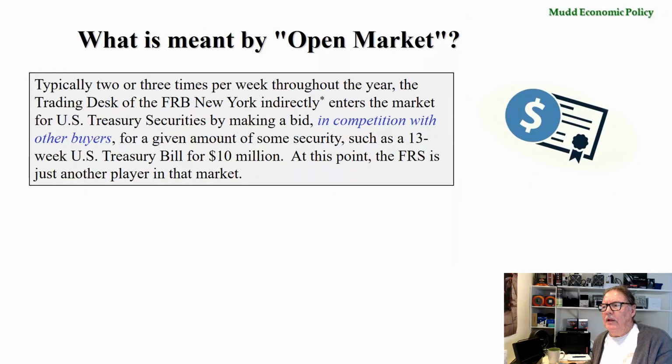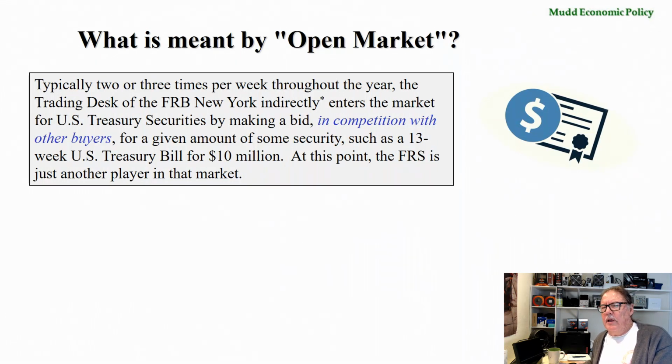So what do we mean when we say open market? Why is it called that? Well, as it says here, 2 or 3 times per week, and sometimes even more than that throughout the year, the trading desk of the Federal Reserve Bank of New York indirectly enters the market for United States Treasury securities, sometimes directly, but usually indirectly, by making a bid in competition with other buyers for a given amount of some security, such as the 13-week Treasury bill for $10 million. And effectively at that point, the Federal Reserve System is simply another player in the market.